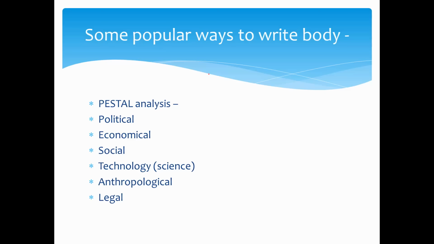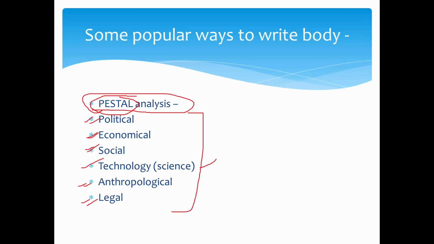Okay, and I haven't told you how to write the body. Some people are confused about how to write the body. So this is a very good example, that is PESTLE analysis. Just remember this word PESTLE. P stands for political, E for economical, S for social, T for technology, that is science, scientific, A for anthropological, that is effect on humans and human effect, then L for legal. So these are some of the aspects that you can discuss in your body part.